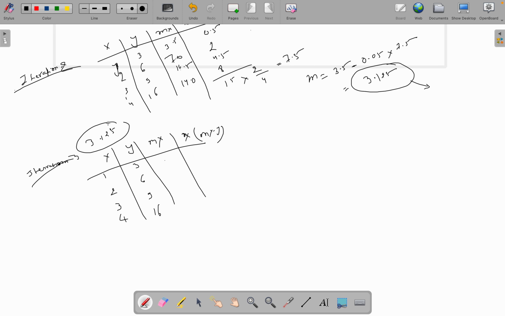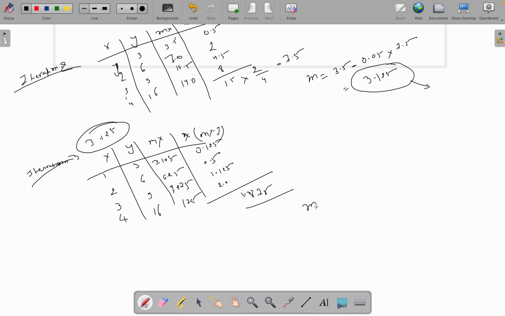Okay, 3.125. So mx: 3.125 into 1, that is 3.125. This value is 6.25, this value is 9.375, and this value is 12.5, and the differences are 0.125, 0.5, 1.125, and 2.0. So when you add these values and multiply by 2 divided by 4, it will come to 1.875.